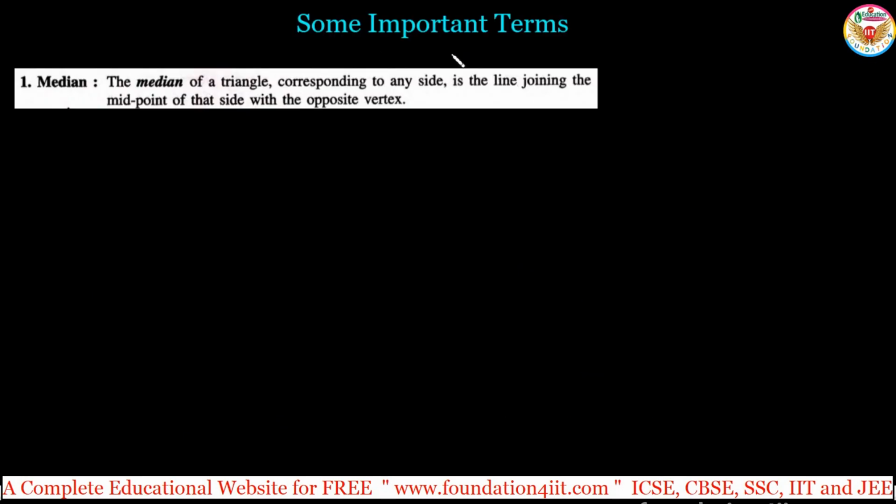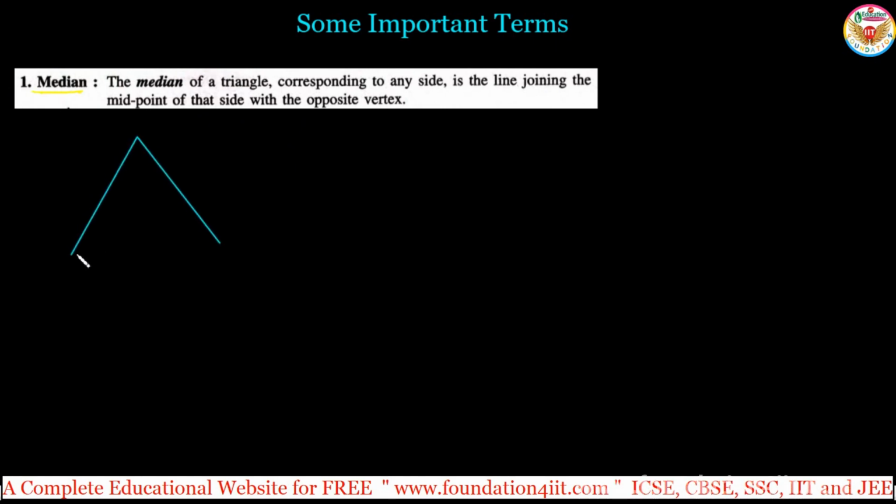Let us see some important terms in congruency in triangles. So median and altitude I'll explain. First, when you see the word median: the median of a triangle corresponding to any side is the line joining the midpoint of that side with the opposite vertex. Let us take the triangle.